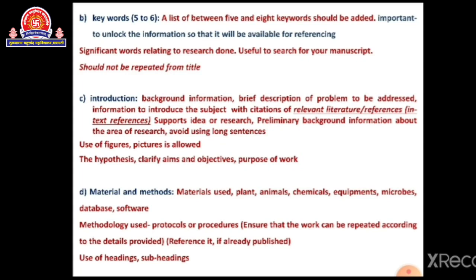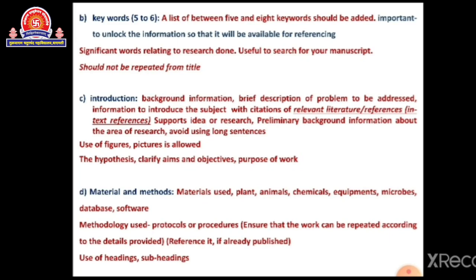After writing the introduction section, the next part is writing materials and methods. Whatever materials are used, for example, it can be a chemical, a plant material, animals may be used in this study, different equipment, microorganisms, database, software, equations, etc. Whatever these things are, they are called materials. So they should be properly mentioned and described in the materials and methods section.